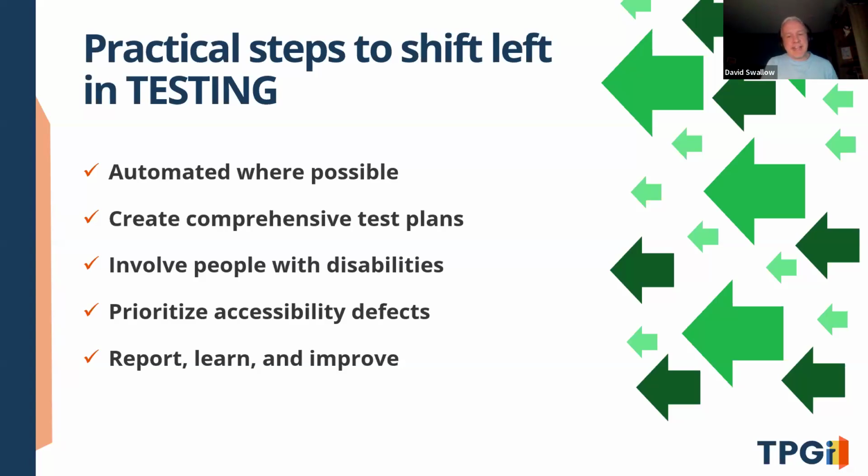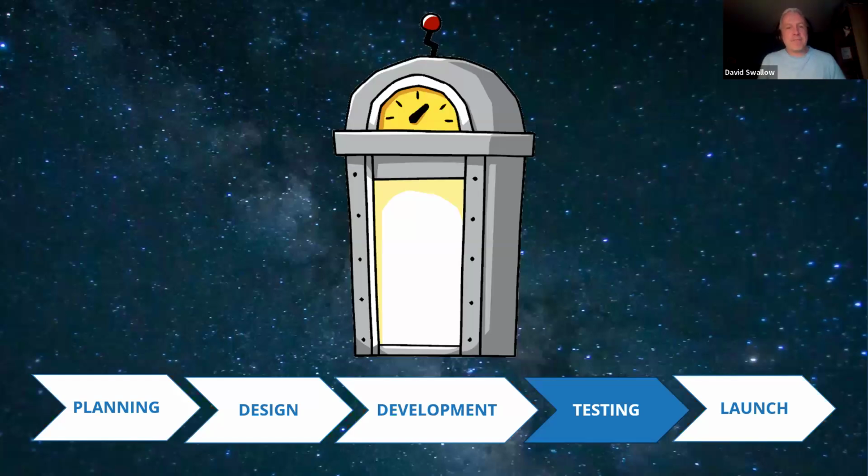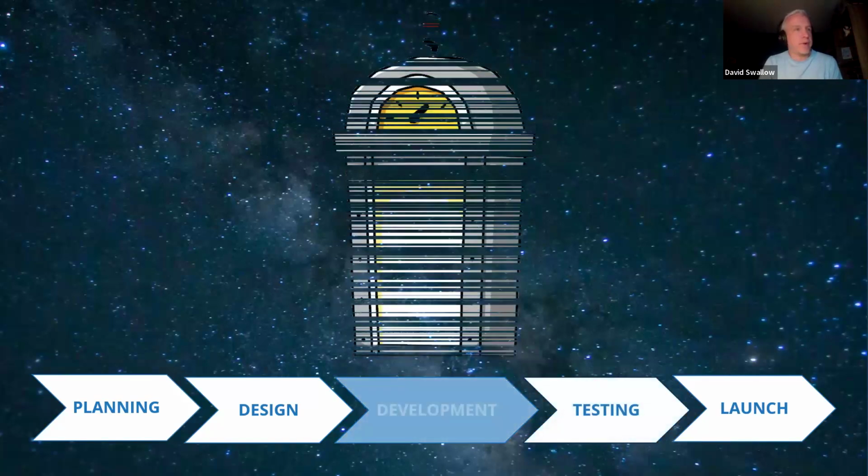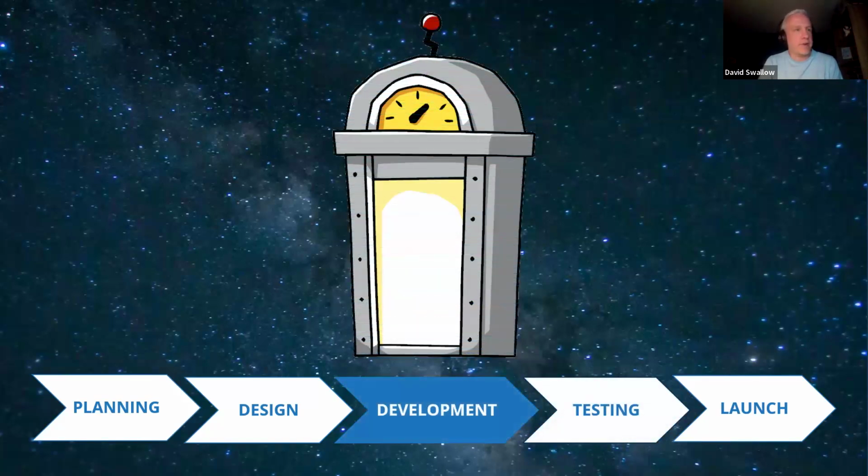So testing can catch problems, but it can't go back and fix decisions made earlier in the timeline. We can. So to prevent barriers at launch, accessibility needs to be integrated earlier. So let's move on to our next destination, which is development.